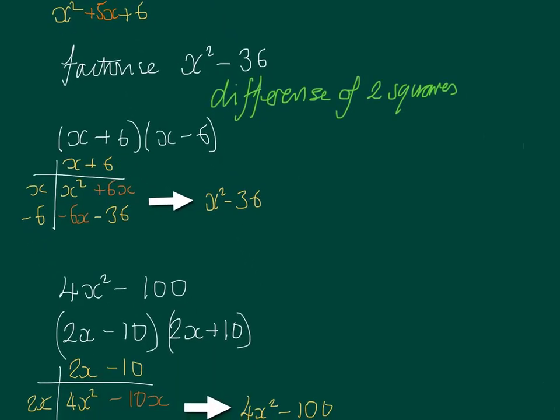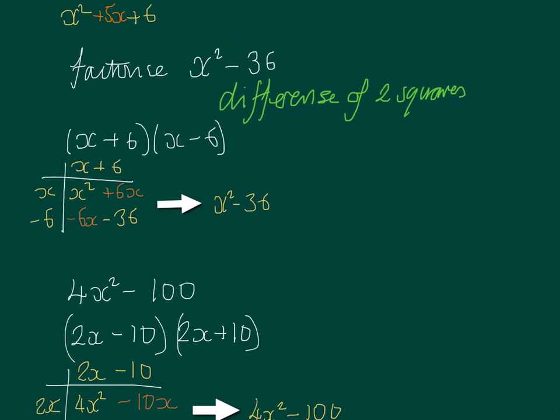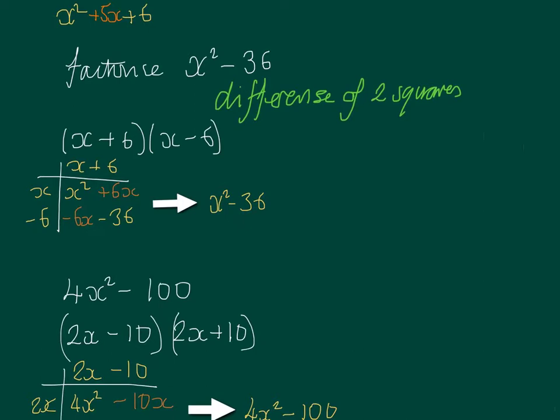You may get asked to factorise something like this. This was the second type of example, and it was x squared minus 36. Again, as I said before, you've got a square there and a square there and a takeaway, and a takeaway is a difference. So this is a difference of two squares.